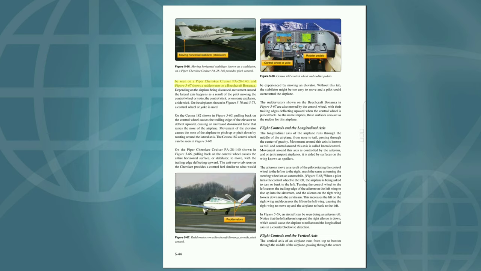And Figure 5-67 shows ruddervators on a Beechcraft Bonanza. Depending on the airplane being discussed, movement around the lateral axis happens as a result of the pilot moving the control wheel or yoke, the control stick, or on some airplanes, a side stick. On the airplanes shown in Figures 5-70 and 5-71, a control wheel or yoke is used.